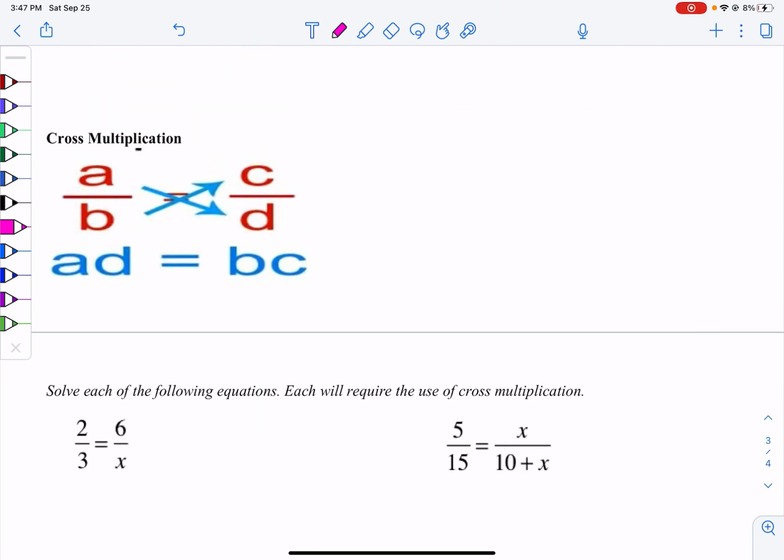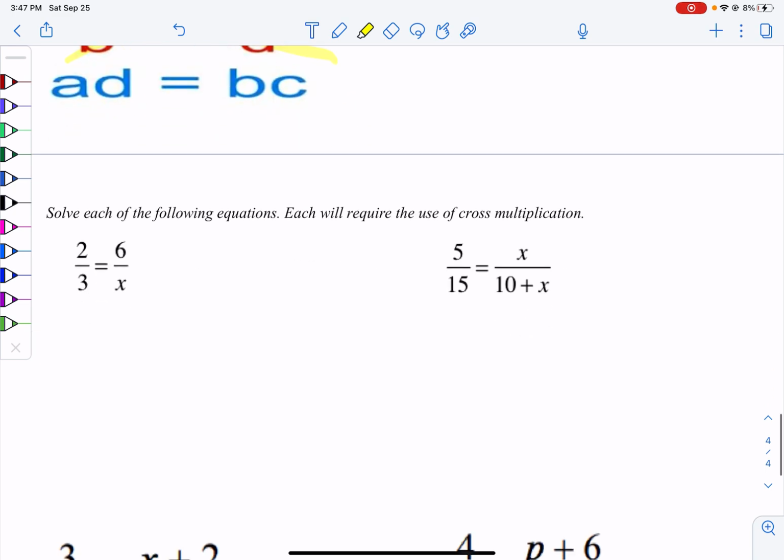Cross multiplication is exactly what you just did, where you multiply your B and C and then your A and your D. So you're simply doing this. And that's exactly how you solve these equations. So solve each of the following equations. Each will require the use of cross multiplication.